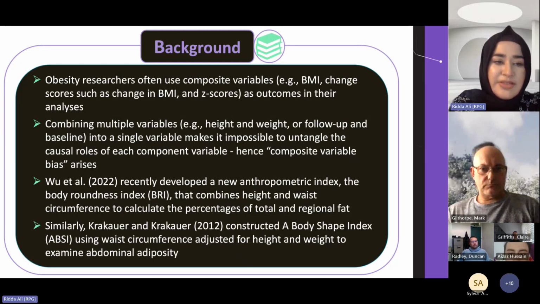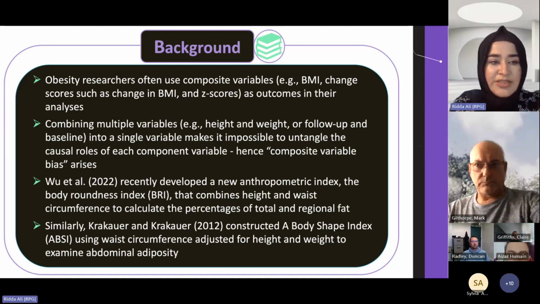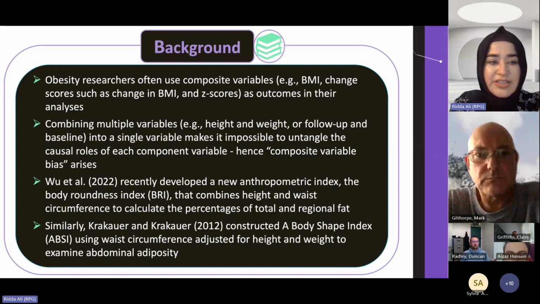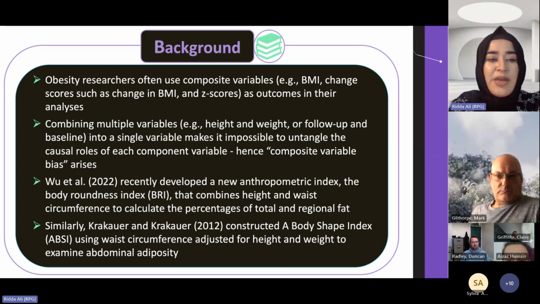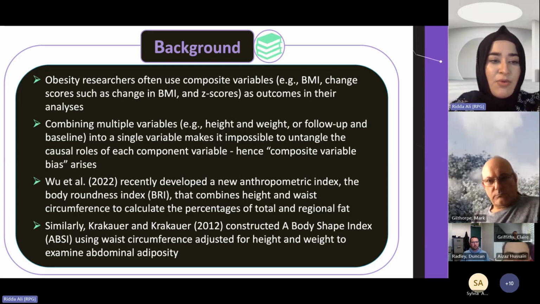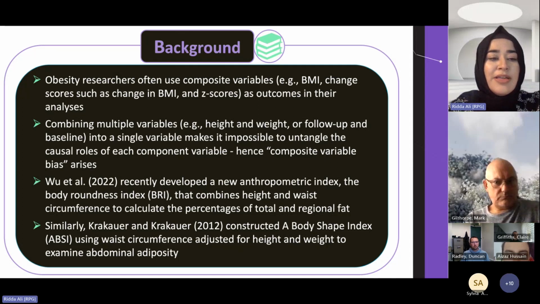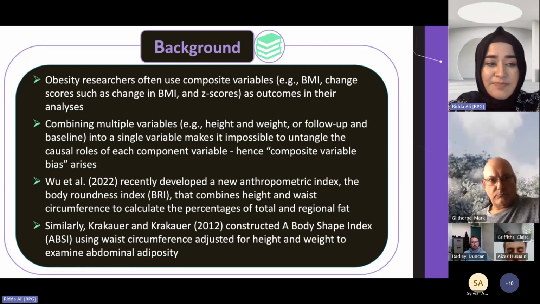So obesity researchers often analyze composite variables such as BMI, change scores, such as change in BMI and Z scores as outcomes in their analysis. This becomes problematic when the findings are used to make causal inferences because this practice combines multiple variables, so for example, height and weight, or follow-up and baseline into a single variable, which makes it impossible to untangle the causal role of each component variable, leading to a bias known as composite variable bias. As Mark said, analyzing composite variables is inferentially biased.